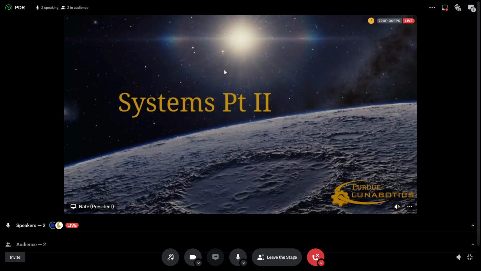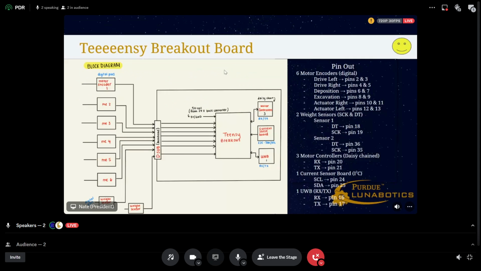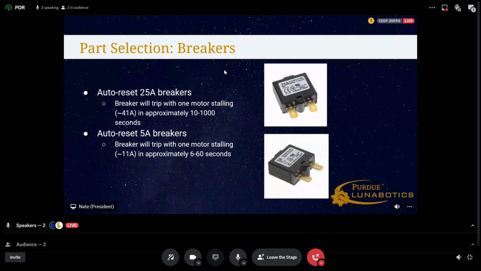Another quick follow-up is the breakers, the auto reset. When a stalling situation occurs, do you have breakers on each motor? So it's going to be one breaker per motor controller, and you know there are pros and cons to doing it each way, but I think theoretically it still works to do it per motor controller instead of per motor.